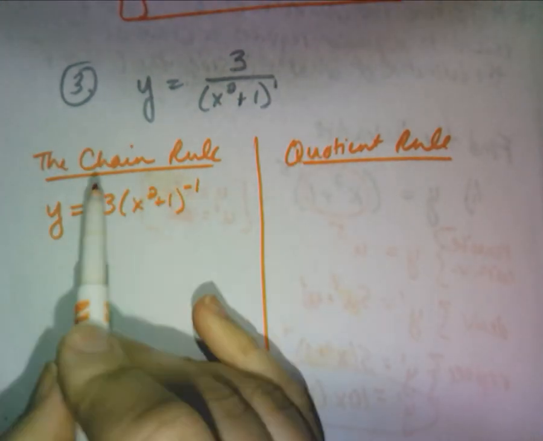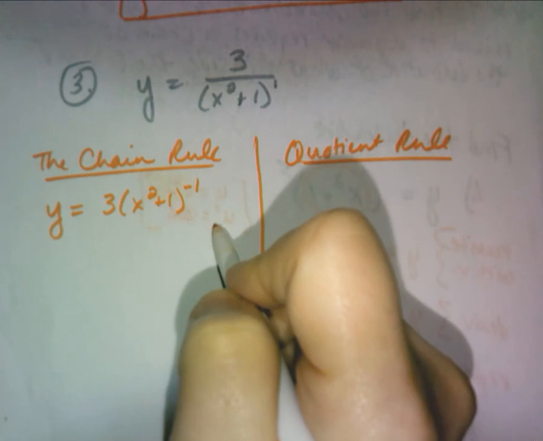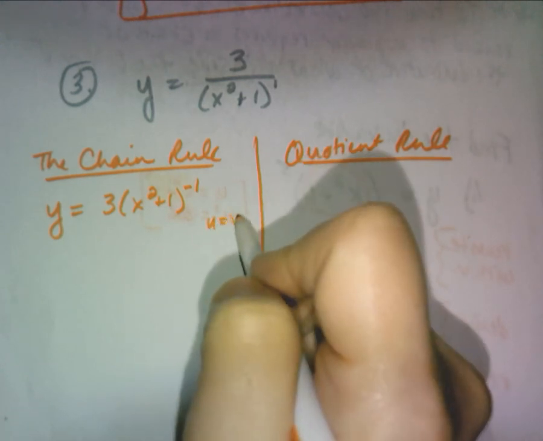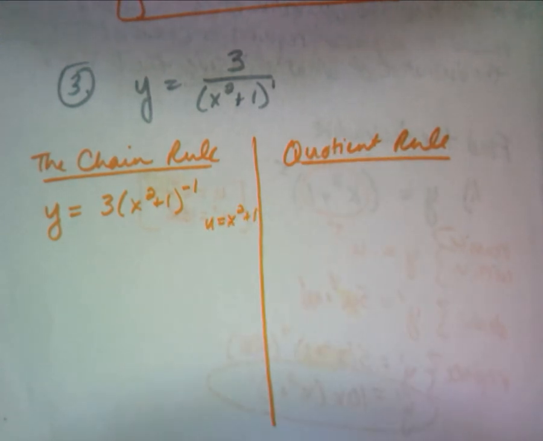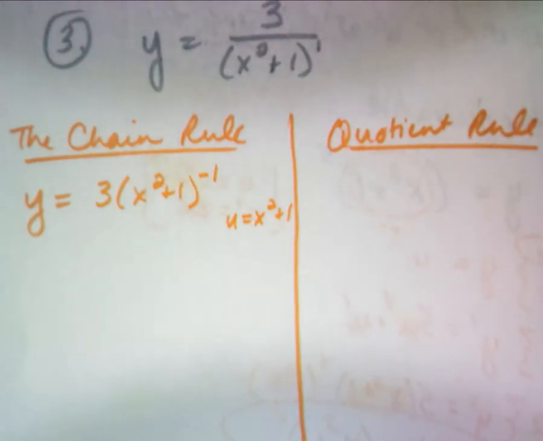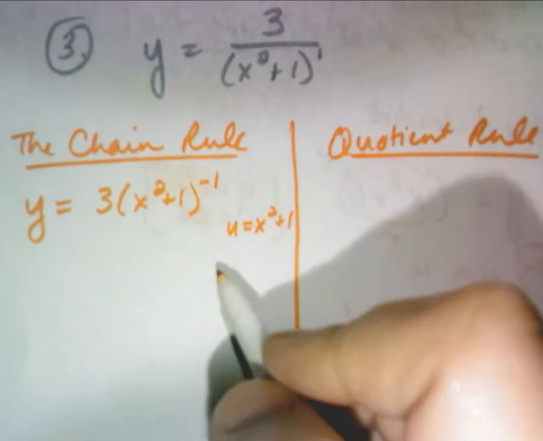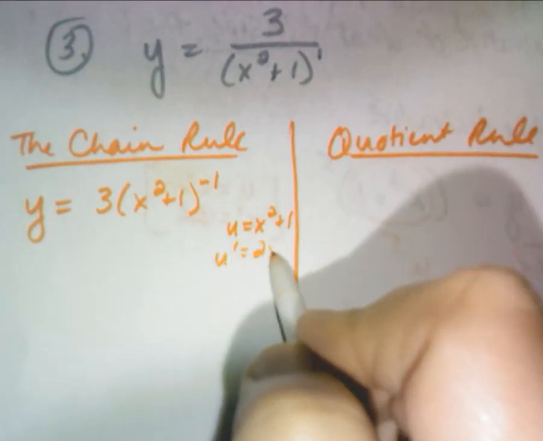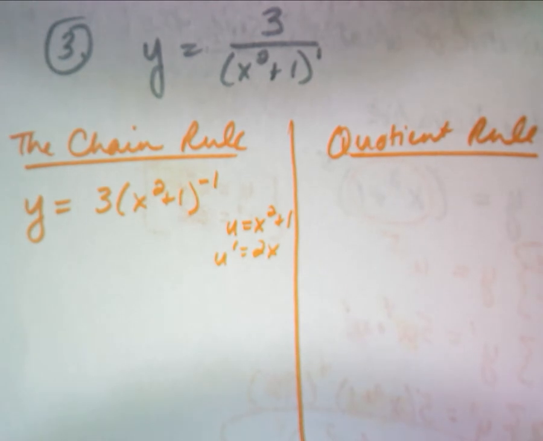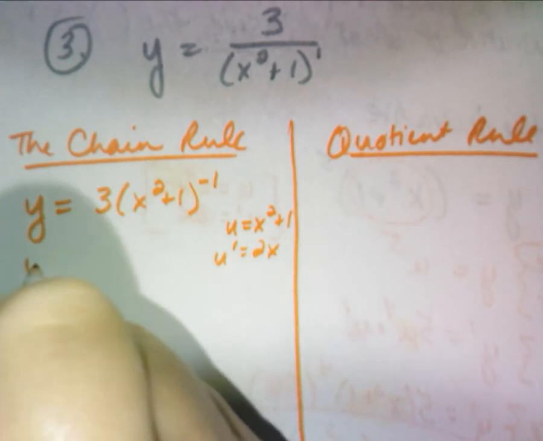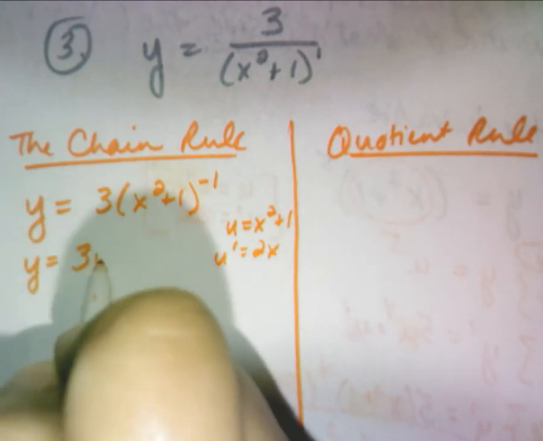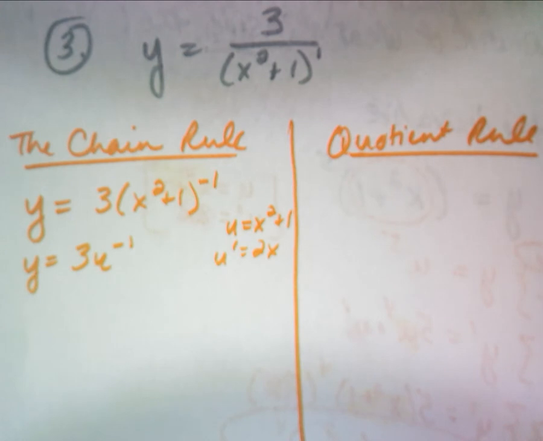Okay. So now on the side of my paper again, I would write what my u is. My u is x squared plus 1. And I would take the derivative of that. What's the derivative of that? 2x, okay? And I would go through my 3 steps: rewrite with a u, take the derivative, replace. So rewriting this with a u would be 3u to the negative 1. Do you all agree?